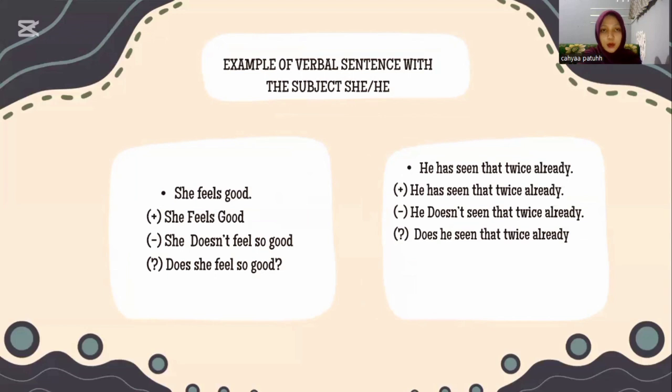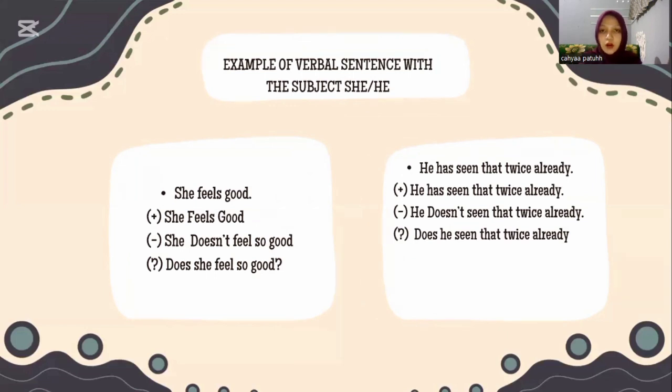The next slide is about examples of a verbal sentence with the subject she or he. Example for she: she feels good. Positive: she feels good. Negative: she doesn't feel good. Interrogative: does she feel good?